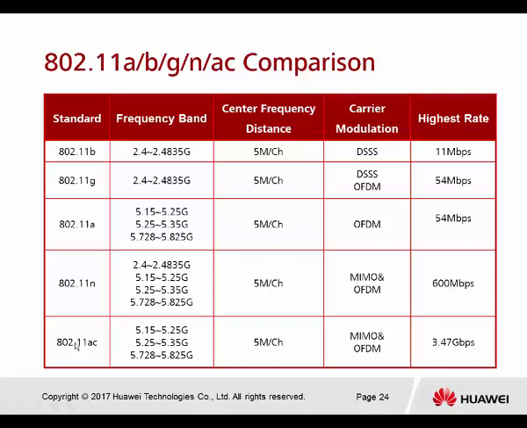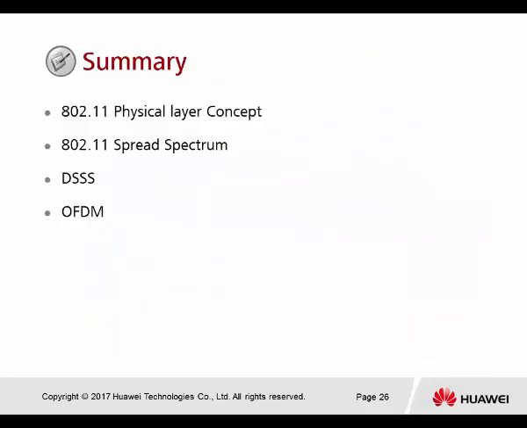Okay, and the last is the AC. This AC works in the 5 GHz frequency band. They also support MIMO and OFDM, but this one can achieve up to 3.47 gigabits per second. So this is the summary here. I already discussed the physical layer concepts, spectrum, DSSS, and the last one is OFDM.